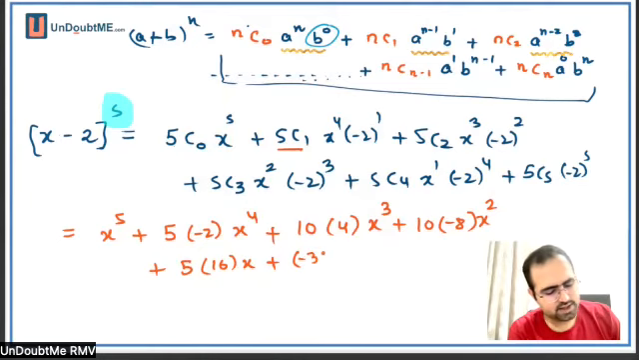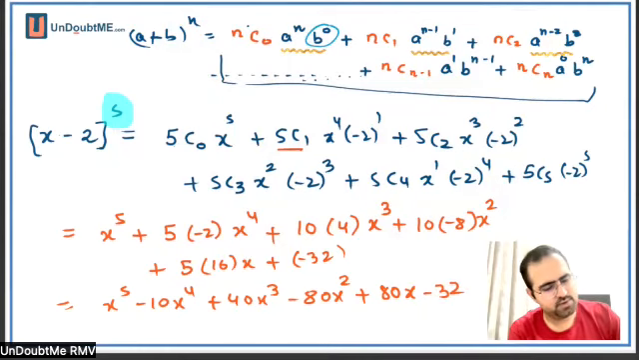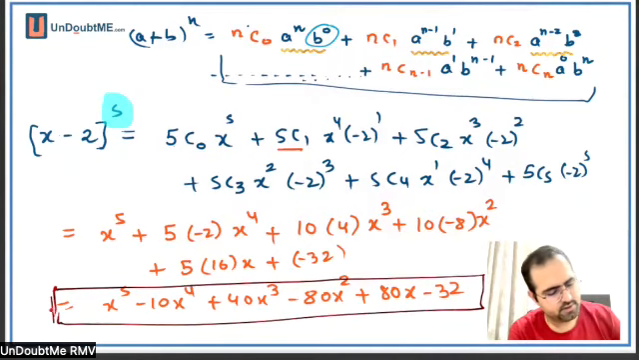So at last, I'll just write it down. This will be my final step. So 5 2s are 10. There's a negative sign, so minus 10x to the power 4. Then 40x cube. Then minus 80x square. 16 5s are 80x minus 32. So this is the final answer.